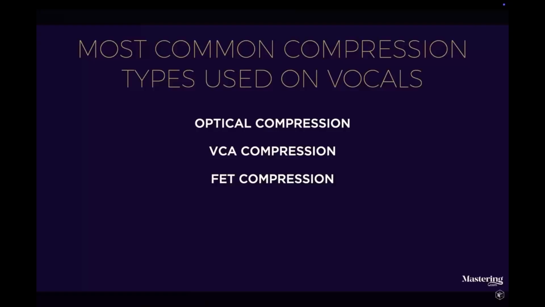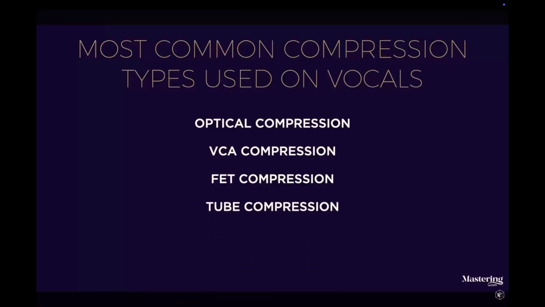3. FET compression, field effect transistor. FET compressors use field effect transistors to regulate gain reduction, providing a fast attack time and a slightly colored compression sound. They're known for their punchy and aggressive compression characteristics with a distinctive mid-range emphasis. FET compressors are popular on vocals for adding energy, presence, and punch to the vocal performance. They're often used in rock, pop, and hip-hop music where a more aggressive compression sound is desired.